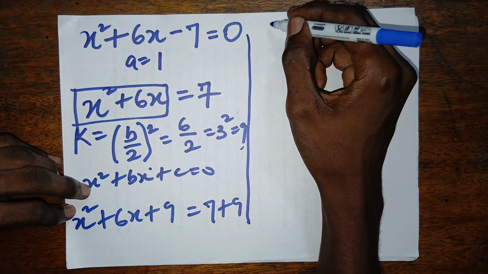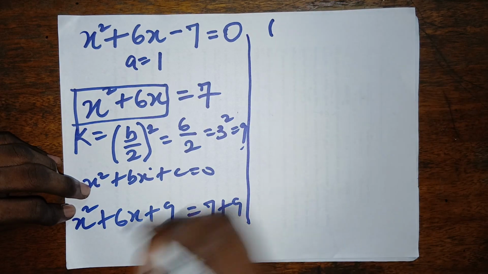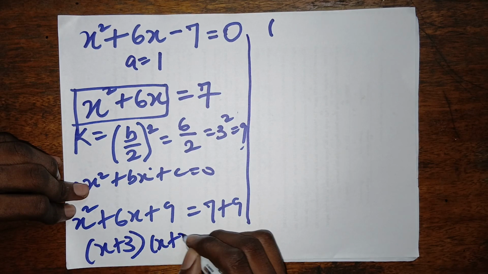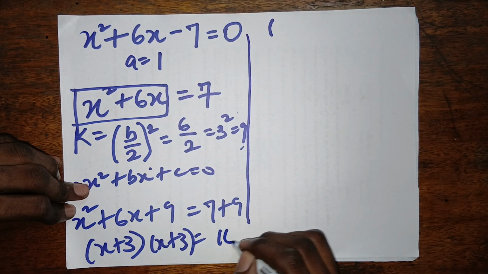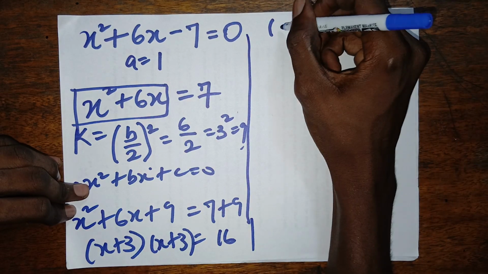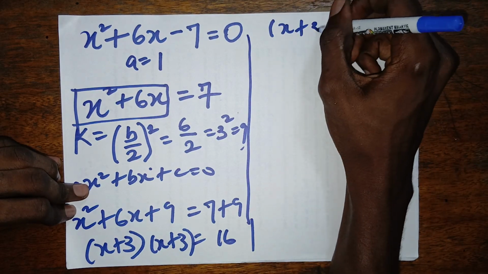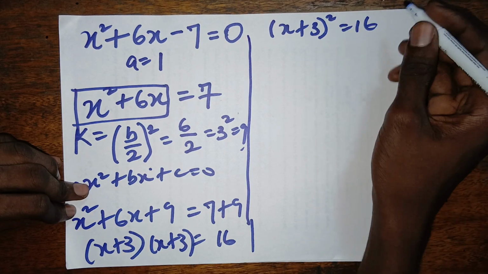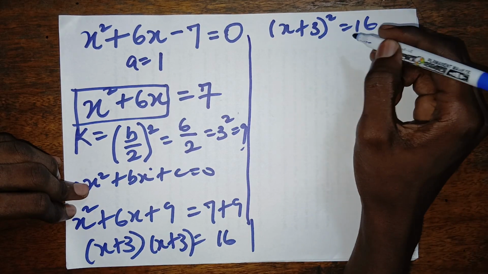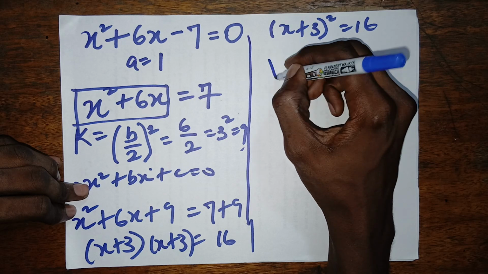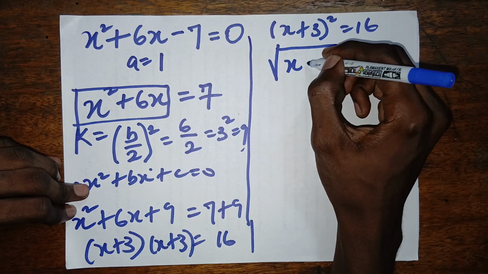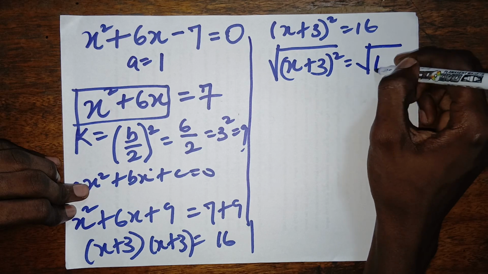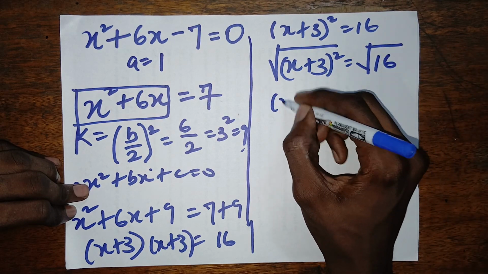So you have x plus 3, x plus 3, equals 7 plus 9, which is 16. So that gives us x plus 3 all squared equals 16. Now take the square root of both sides. So x plus 3 equals the square root of 16.